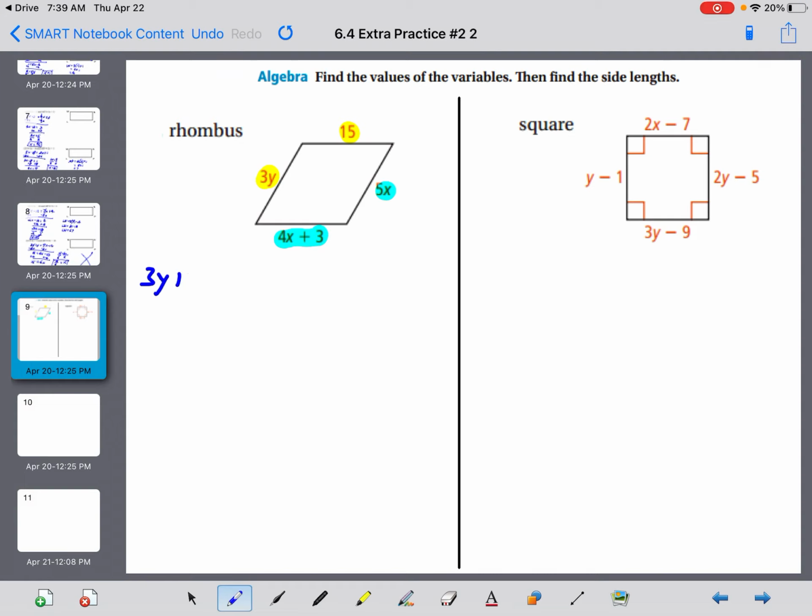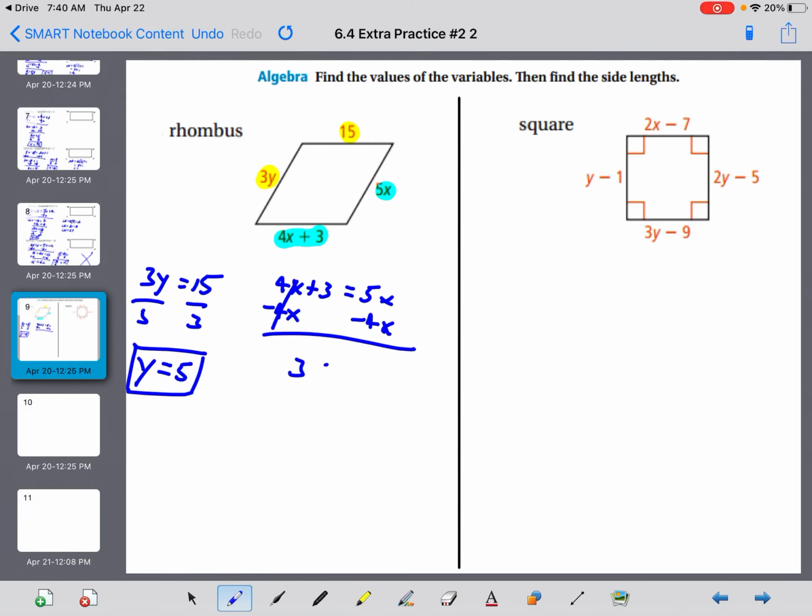So let's do that. 3y equals 15. Divide both sides by 3, and y equals 5. Here we have 4x plus 3 equals 5x. Subtract 4x on both sides, and we get 3 is equal to x.